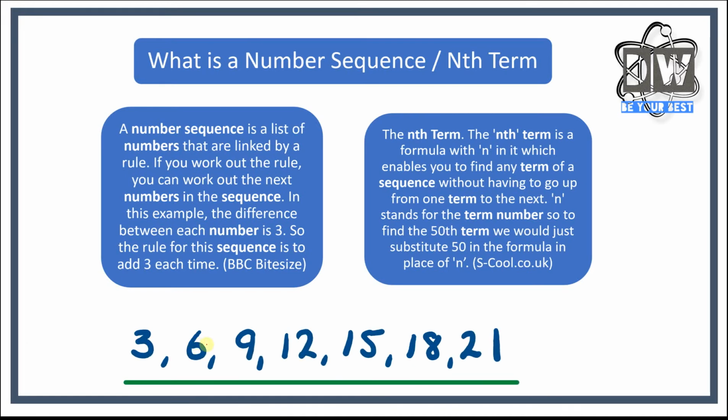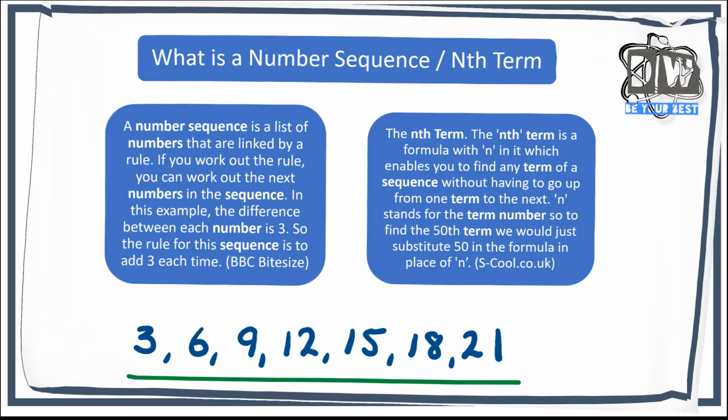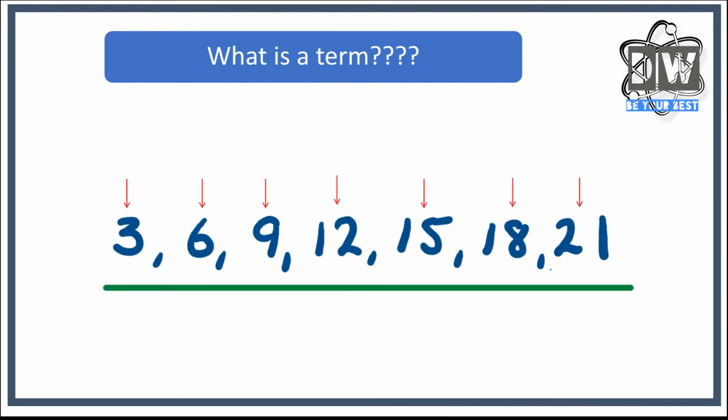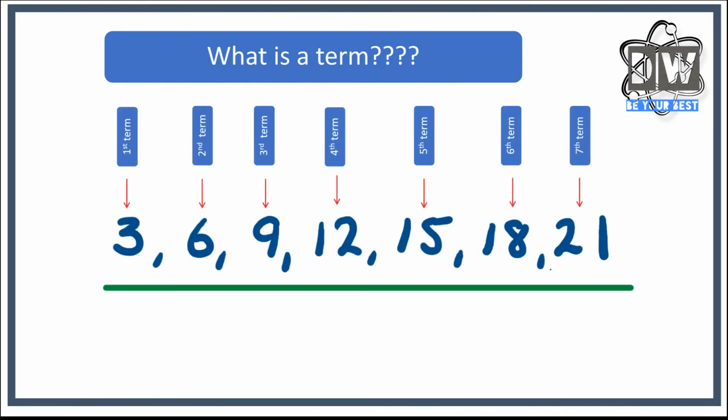Here's an example of a number sequence. We've got 3, 6, 9, 12, 15, 18, and 21. We can see that the rule is adding 3 each time. I'm sorry I went through that really quickly, but if you've watched the other screencasts, you would have gone through that information. So what is a term? Here are our terms: first term, second term, third term, fourth term, and so forth.